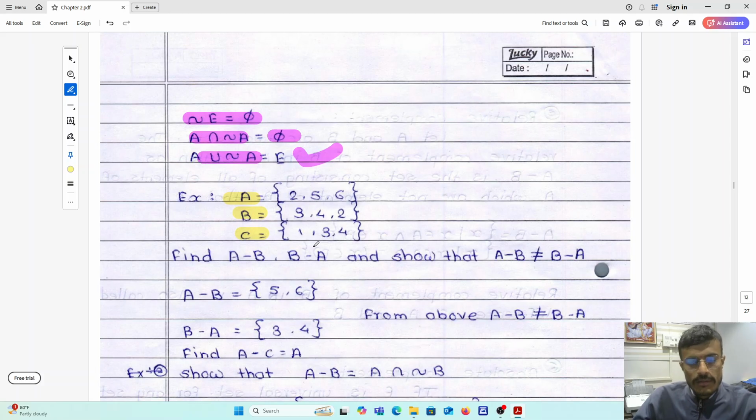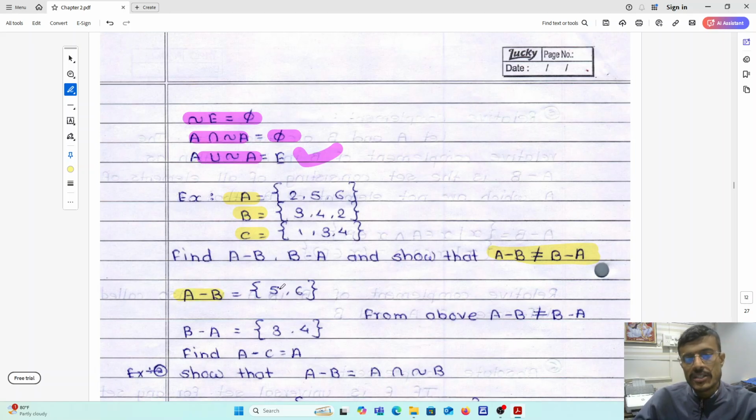Relative complement does not follow the associative property. It does not follow the commutative property either. A minus B is not equal to B minus A. So what will be A minus B?